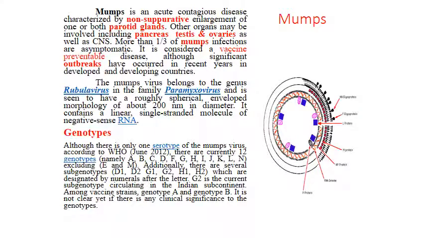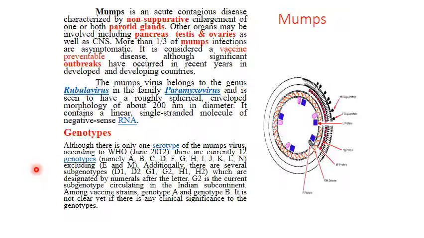Okay, let's start with the third paramyxovirus. That is mumps. Mumps is an acute contagious disease characterized by non-suppurative enlargement of one or both parotid glands. Other organs may be involved, including pancreas, testes, ovaries, as well as the central nervous system.